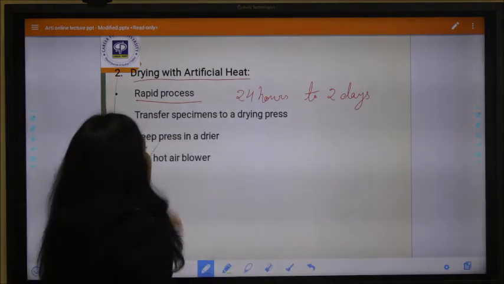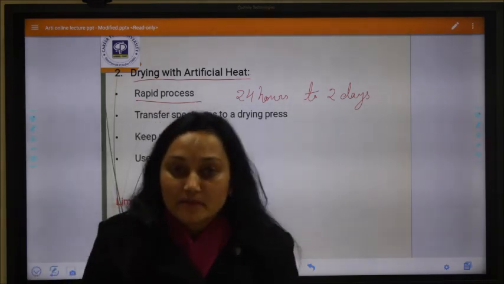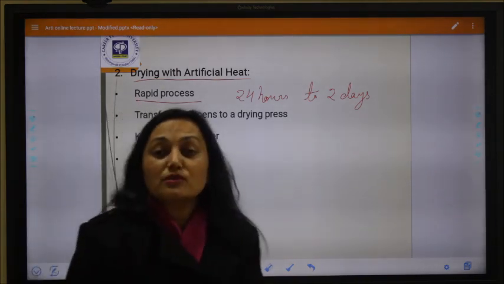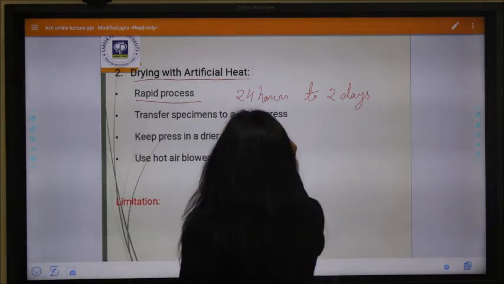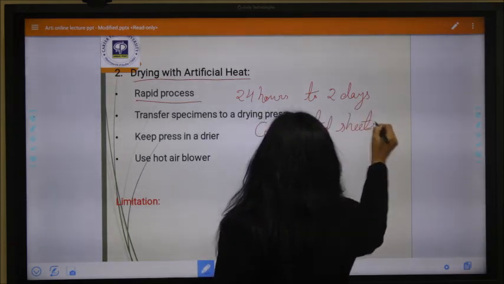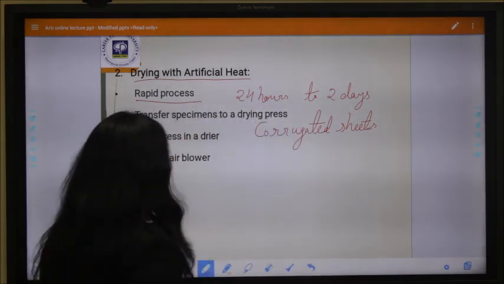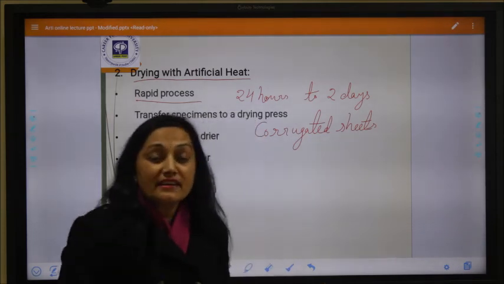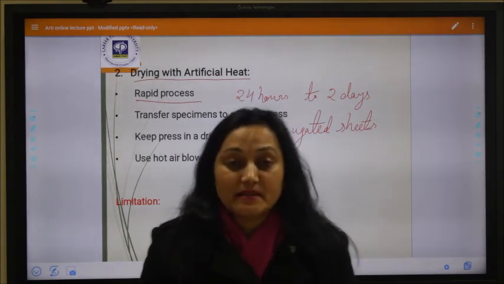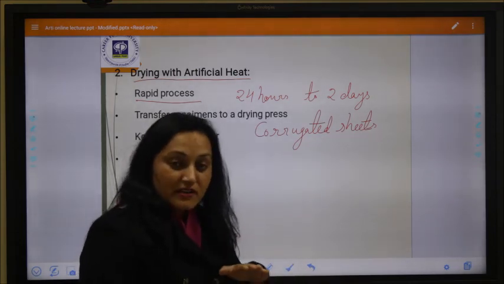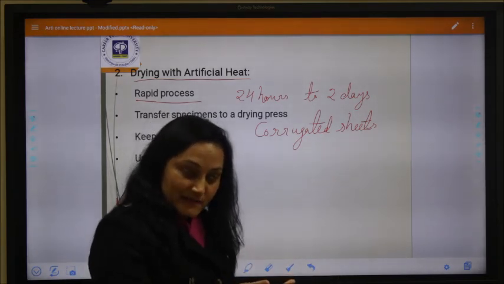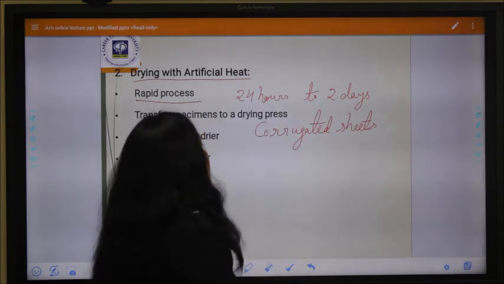For this artificial drying, transfer the specimen to a drying press. Inside this drying press, put corrugated sheets alternating with what? Alternating with folders loaded with plant specimens. Means put one folder loaded with plant specimen and then put a corrugated sheet and then again a folder loaded with plant specimen and then a corrugated sheet and so on.